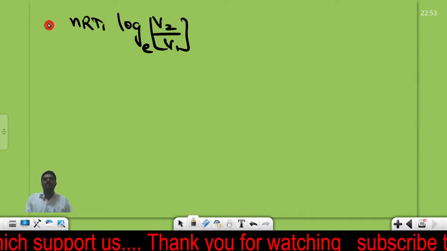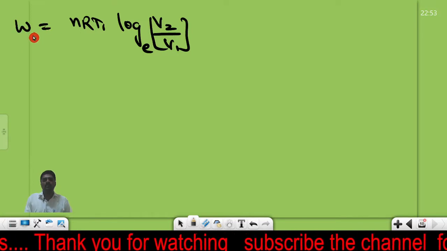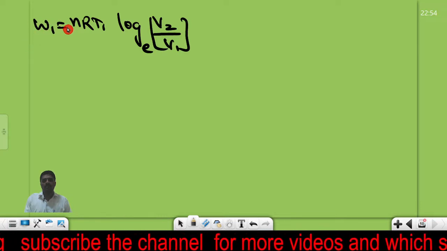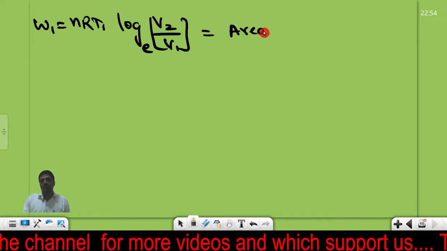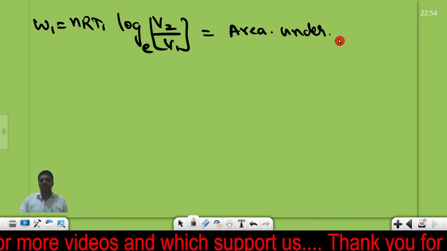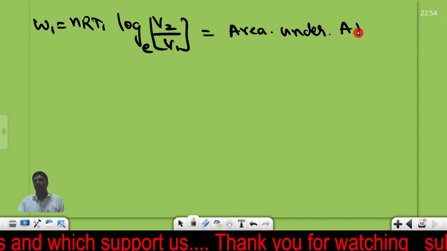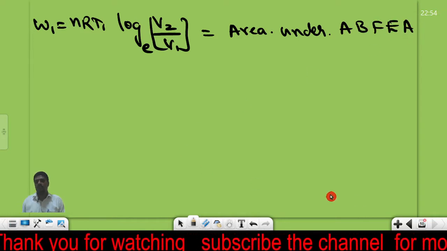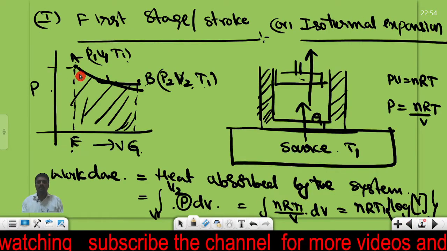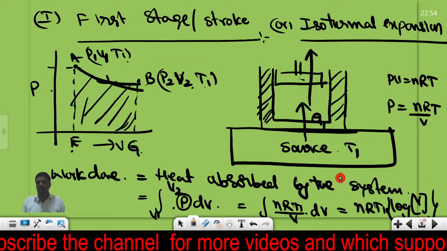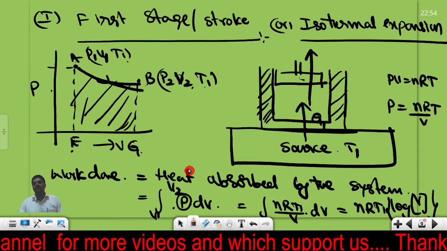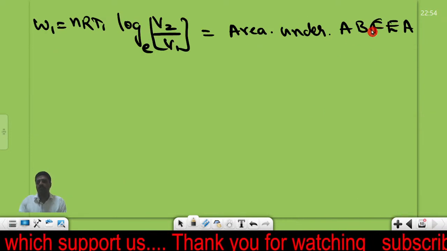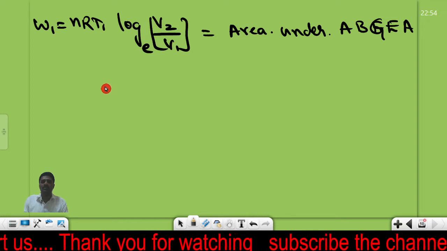Yes, it is working. So the first work done is equal to the area under the graph, which is having A, B, G, E, A. This board is not responding quickly. A, B, G, E, A. This is the area under the graph.